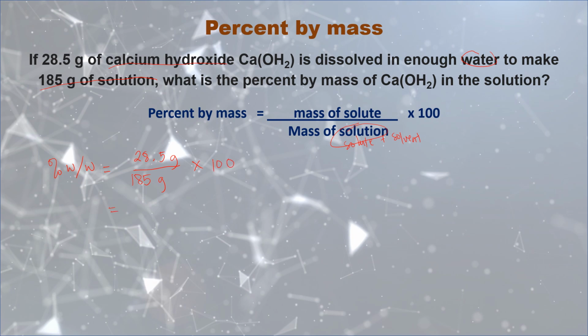So 28.5 divided by 185 times 100, the answer therefore is 15.41%. Now take note in this example, the mass of the solution is already expressed as it is in solution, but if it happens that it is not in a solution yet, then you need to add the mass of the solute and the mass of the solvent.